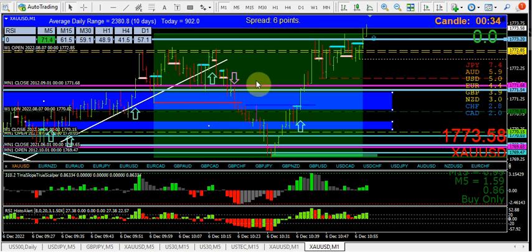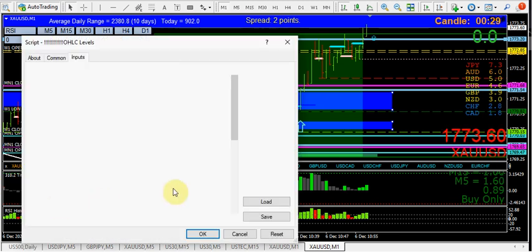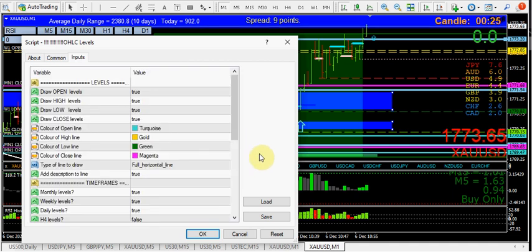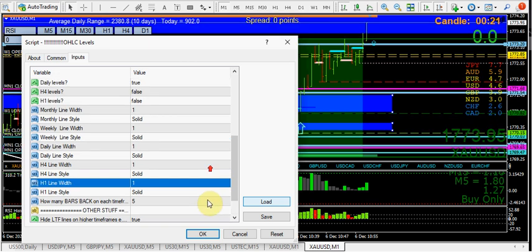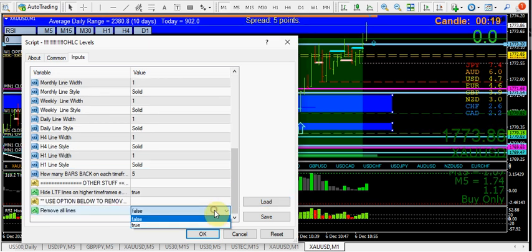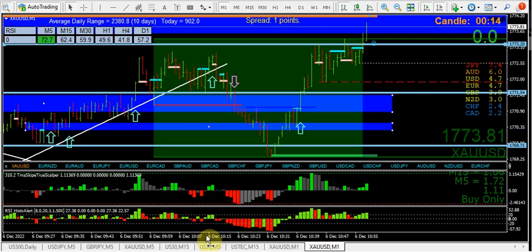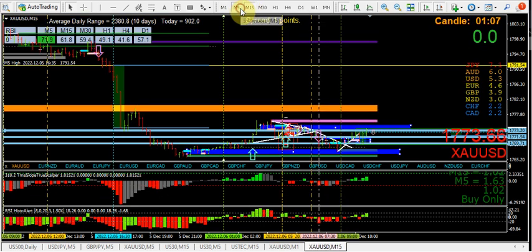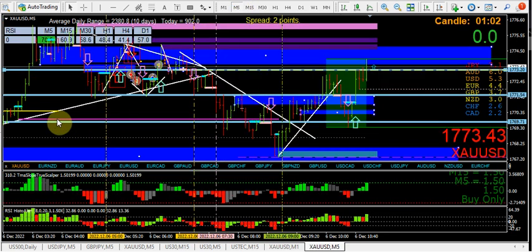I'll get rid of those lines, and then we'll talk through these blue zones as well on the higher time frame. So if I remember rightly, bring Dean's script up, and then all I have to do is use this funky little tool down here, which removes all the lines. Okay, and they're gone. And then we move up to M15, M5.